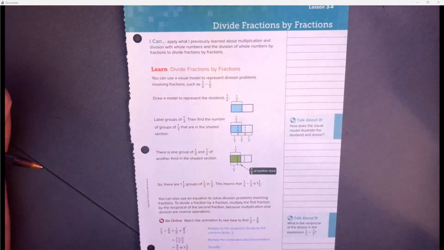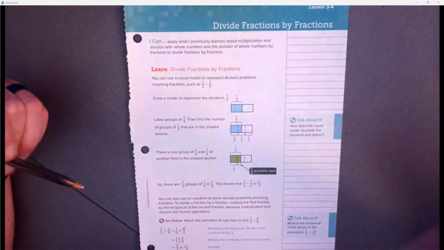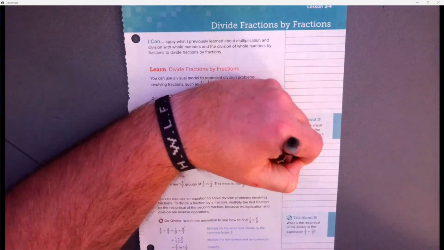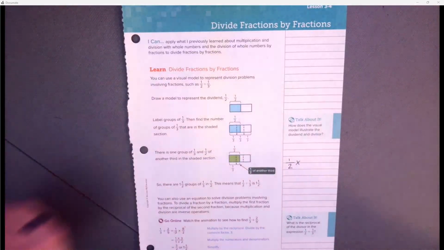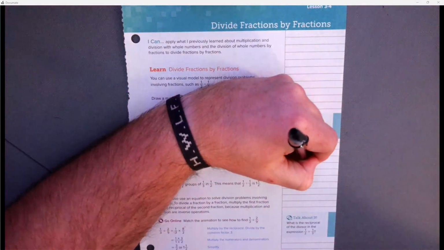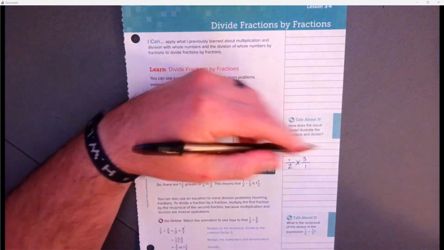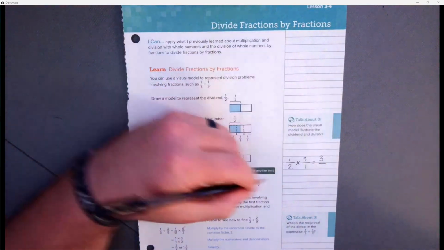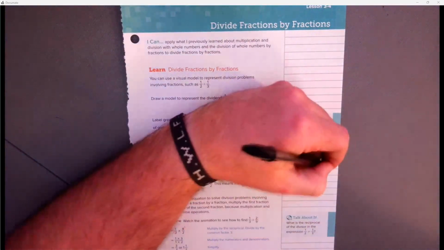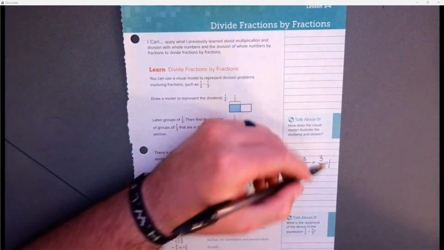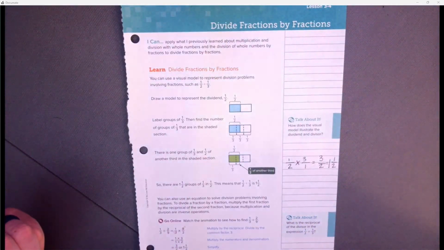We can also solve this by doing our keep, change, flip method. So we can do 1/2 divided by 1/3. So we're going to keep, change it to multiplication, and flip our 1/3 to 3/1. Now we're just going to multiply 1 times 3, gives us 3, and 2 times 1, which is 2. So we have 3 halves. 2 can go into 3 one time. That'll leave us 1 left over, and our denominator of 2, so 1 and 1/2.